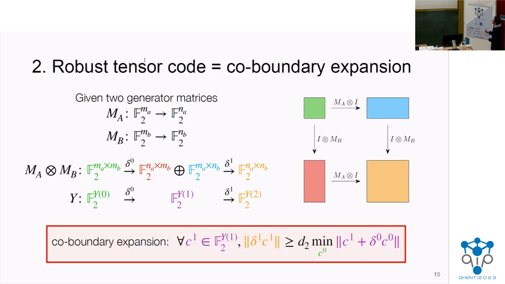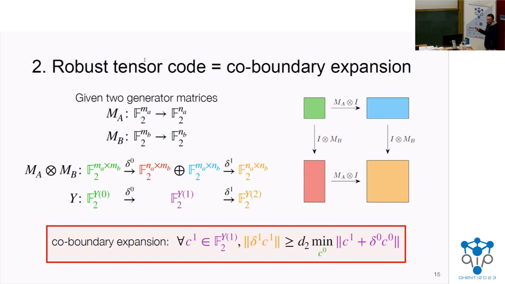So the co-boundary expansion is the condition saying that for every purple vector, after this delta 1, it has to expand by a factor of D2. However, the tricky thing is that it's up to this image here. So delta 0, C0 is an image. So it's only expanding up to some kind of image. Okay.